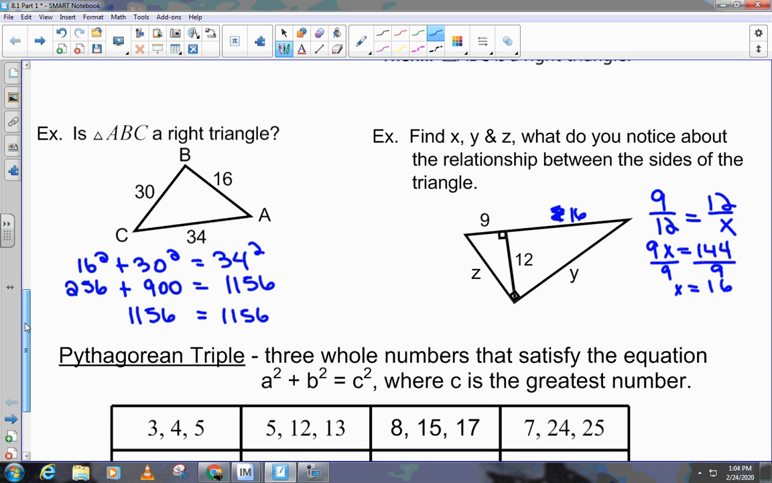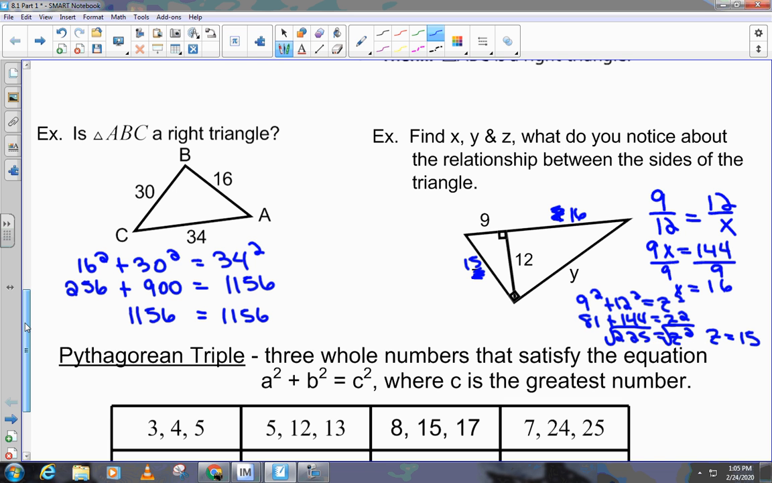Okay, what do we use to find z? You could use it, but could we use the Pythagorean theorem? Yeah, you could use either one. I'm going to go ahead and use the Pythagorean theorem. So 9 squared plus 12 squared equals z squared. 9 squared is 81. 12 squared is 144. 81 plus 144 is 225. And what's the square root of 225? Okay, 15. That's another one you need to know.